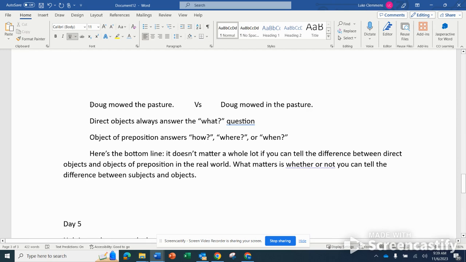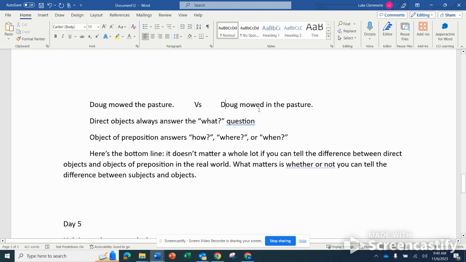Okay, now here's what we have to understand. In this one, right here, we have a sentence with a direct object. Okay, now notice this. So mowed is our verb. Okay, so who or what mowed? Doug mowed, he's the subject. What was mowed? The pasture. That's the direct object. Now notice there are no prepositions in here. Okay, whereas in the second one, here's what we have.